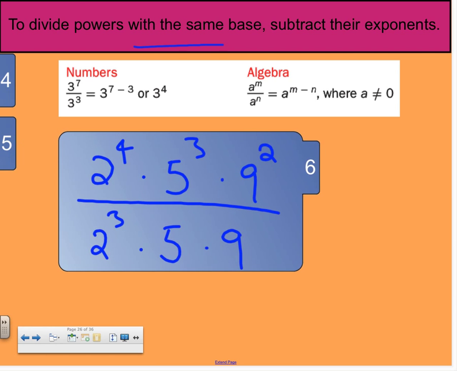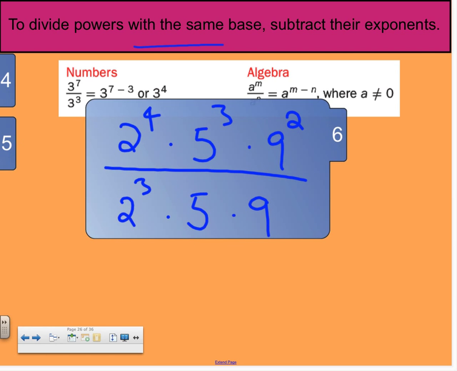All right, in this last example, I have 2 to the 5th times 5 to the third times 9 squared divided by 2 to the third times 5 times 9. So once again, we're going to make sure that we put in our exponents there so we don't forget about them. Over here, 2 to the fourth and 2 to the third means I can subtract the exponents. 4 minus 3 equals 1. So I have 2 to the first power.